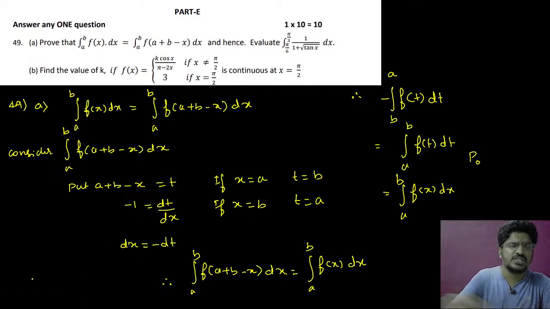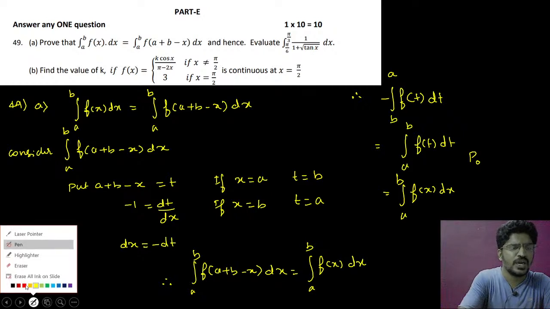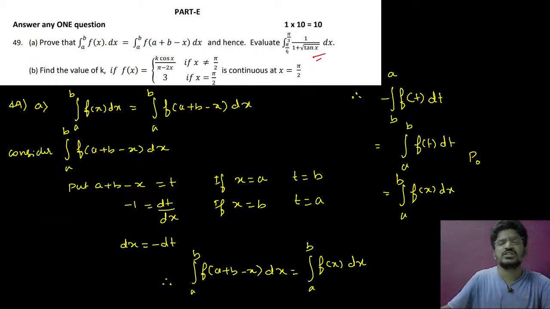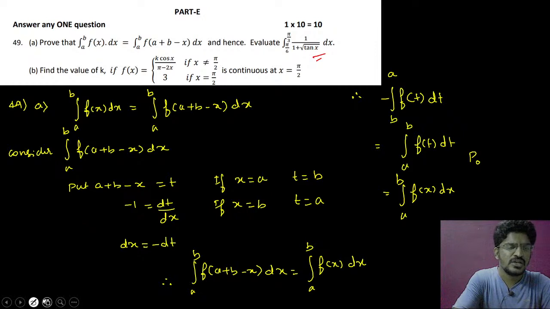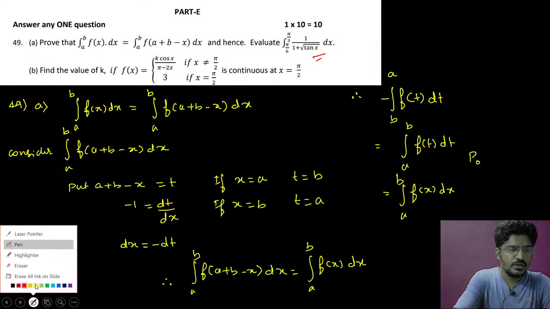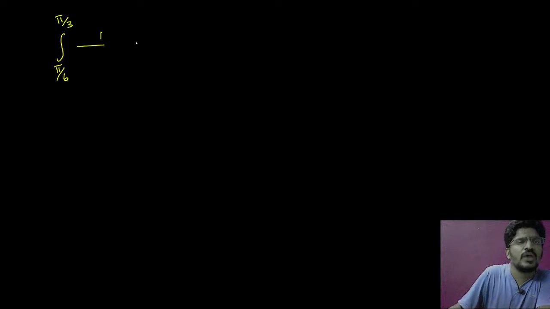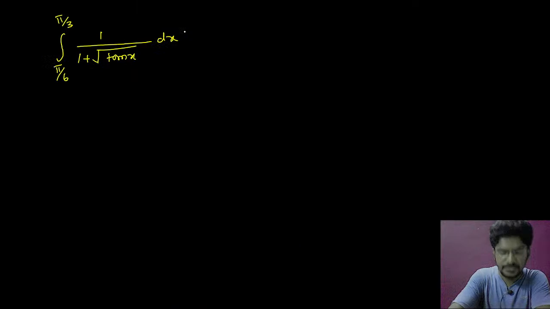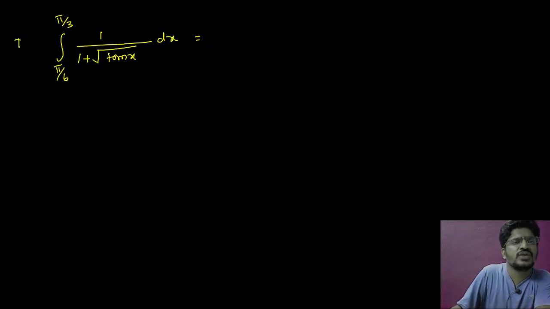Integration from pi by 6 to pi by 3, 1 divided by 1 plus root of tan x. Clear? So the problem is integration from pi by 6 to pi by 3 of 1 by 1 plus root of tan x with respect to dx. This is the problem. Now we can write root of tan x as root of sin x by root of cos x. So that will be equal to, you can write this as I.